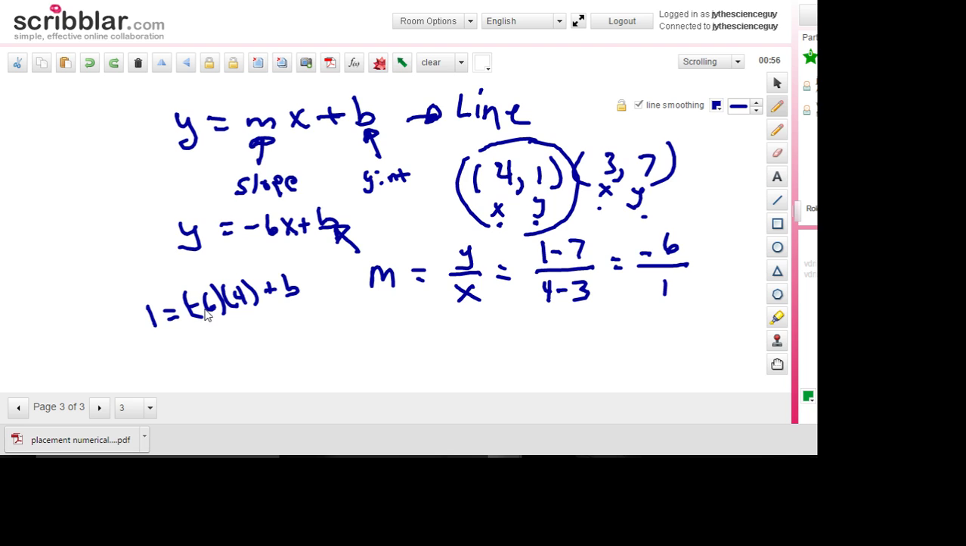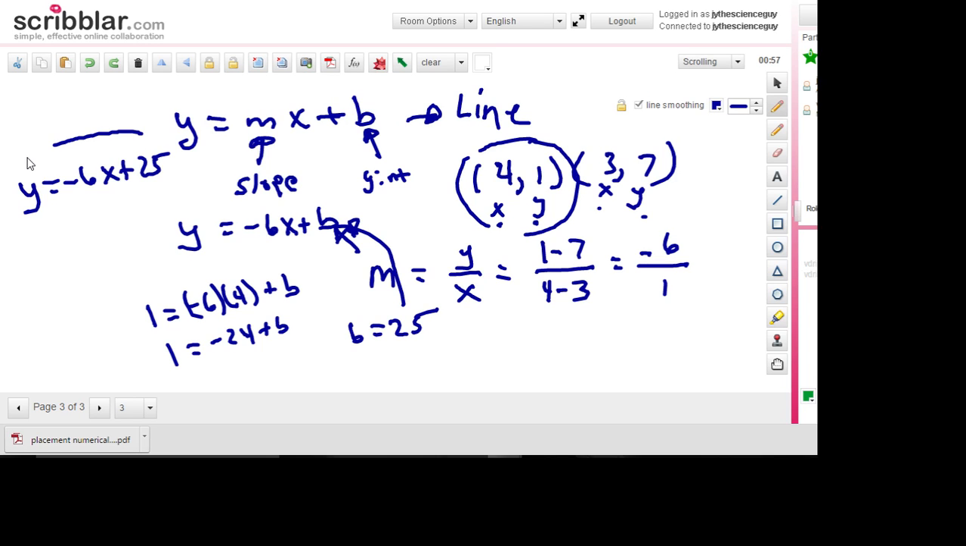And then I just do the math. So negative 6 times 4 is negative 24. Uh-huh. And then I just move the negative 24 over. So b is 25. And then I just substitute this number back into here to write the equation for the line. So y equals negative 6x plus 25. That would be the equation for my line. Okay. So we'll practice that some too. Okay.